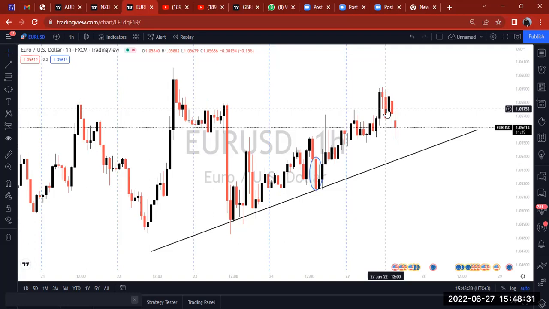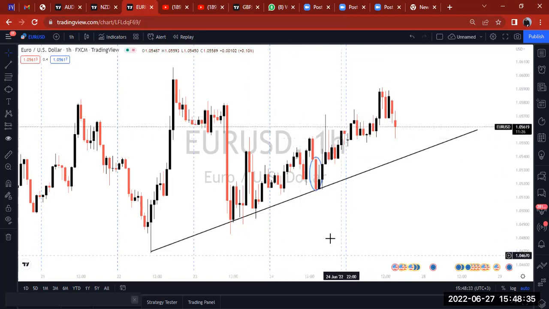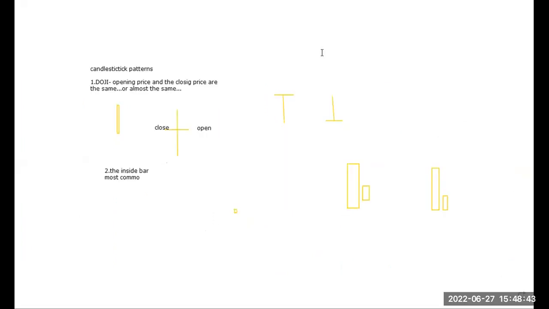I think we'll also look at what we call the pin bar. So we have the inside bar, like I've said. Then we'll have number 3, the pin bar. We'll only handle the doji, inside bar, and the pin bar. The pin bar is just one candle.